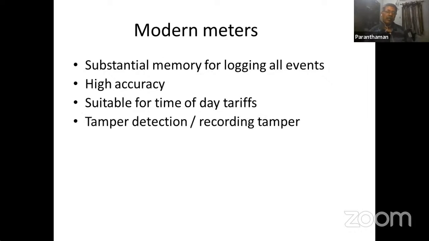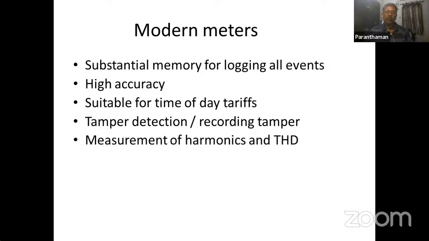Tamper detection. The modern meters cannot be tampered. If it is being tampered, the meter will record the tamper also. Measurement of the harmonics and total harmonic distortion. The harmonics and all that is a separate subject, sir. If time permits, we'll see to it at the end of the 10 chapters.